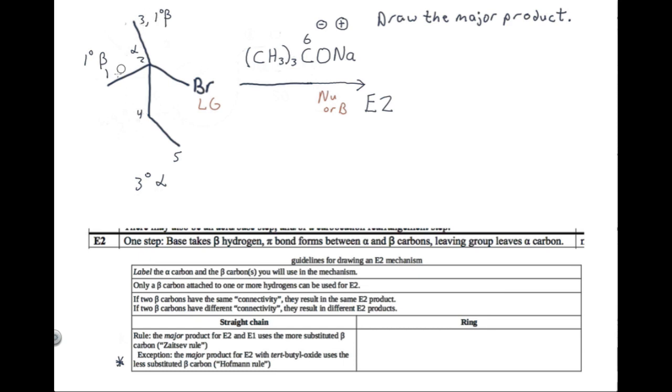But carbon 3 and carbon 1 are both primary, so which one should we use? Or should we use both? Should we draw 2 products from attacking both of them? Well, I hope that you can see that it doesn't matter which of these beta carbons you use because they will both give you the same product.